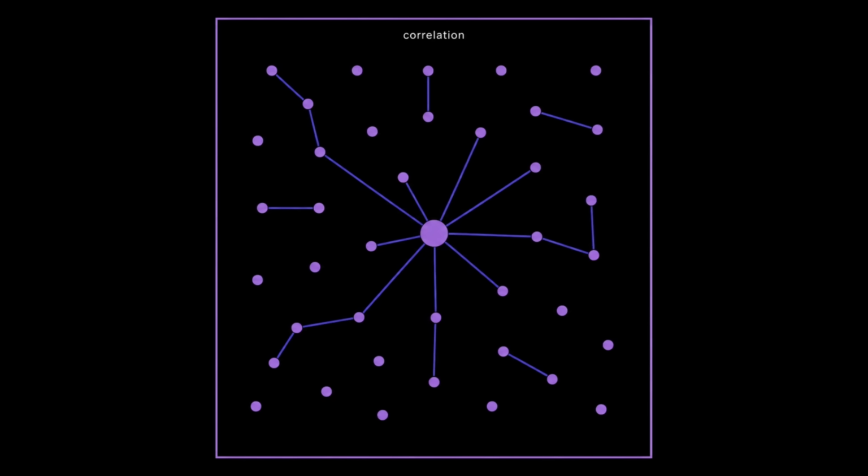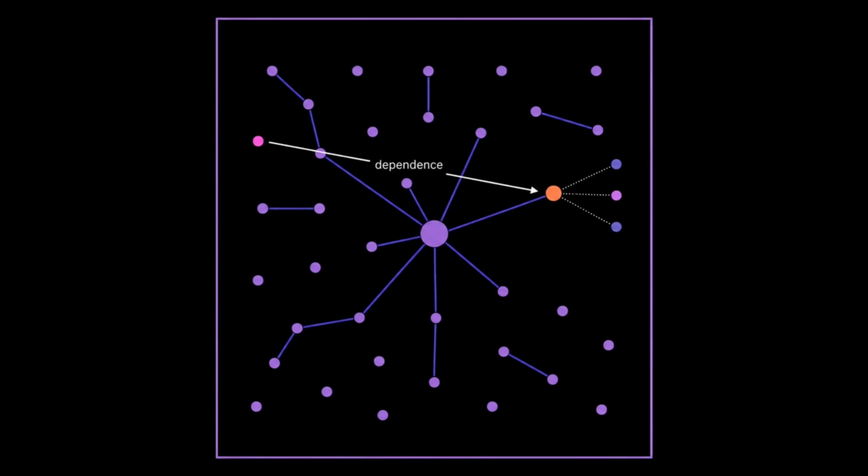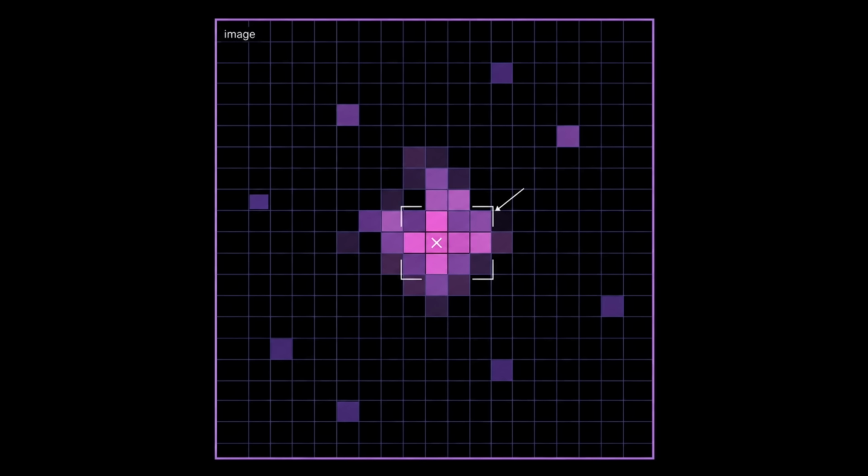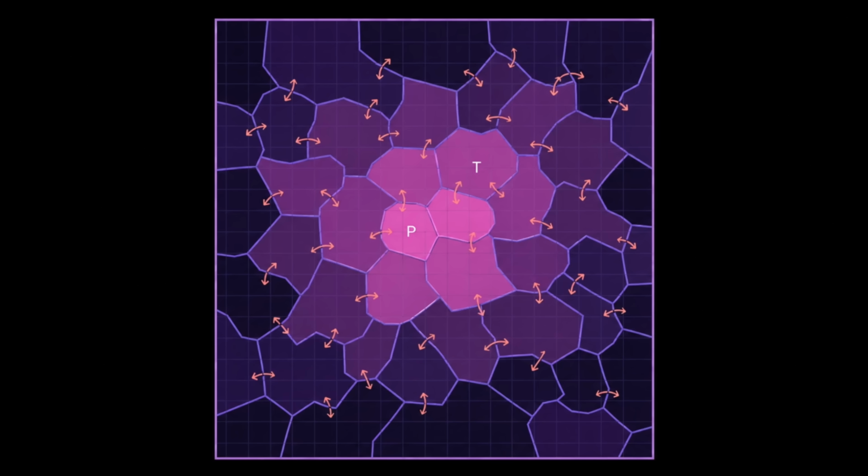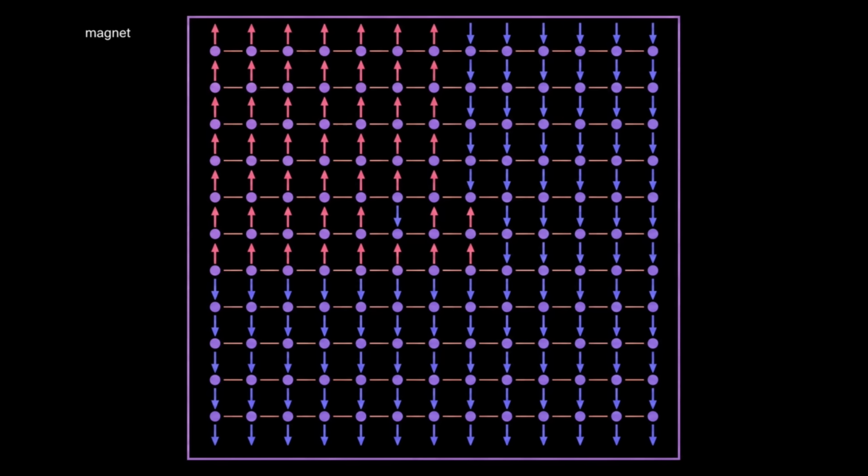The real currency in both physics and deep learning is correlation. Correlation is just a fancy word for dependence. If you know one thing, does it help you predict another thing better than chance? In an image, if one pixel is dark, nearby pixels are more likely than random to be dark too. In weather, neighboring regions influence one another's pressure and temperature. In a magnet, nearby atoms influence whether their neighbors align.